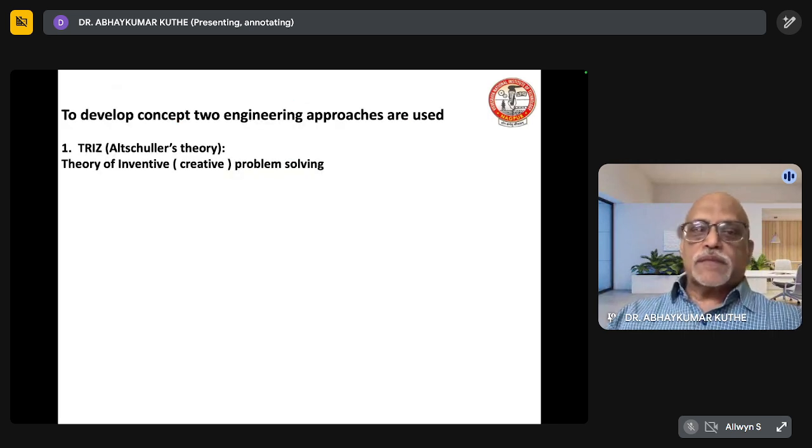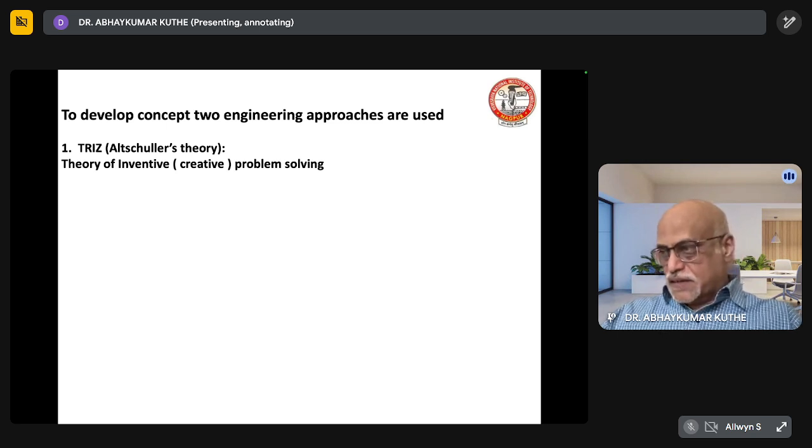So whenever the concept of the product is to be developed, there are two engineering approaches which must be used. Number one is TRIZ, which we call the theory of inventive or creative problem solving. Now, TRIZ is a really very interesting theory, or rather a tool. We call it a tool, and there are around five or six tools available in TRIZ.